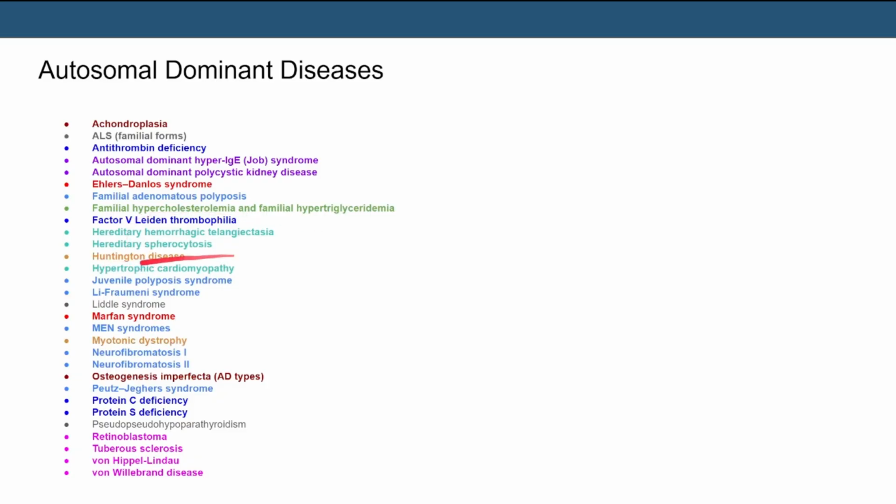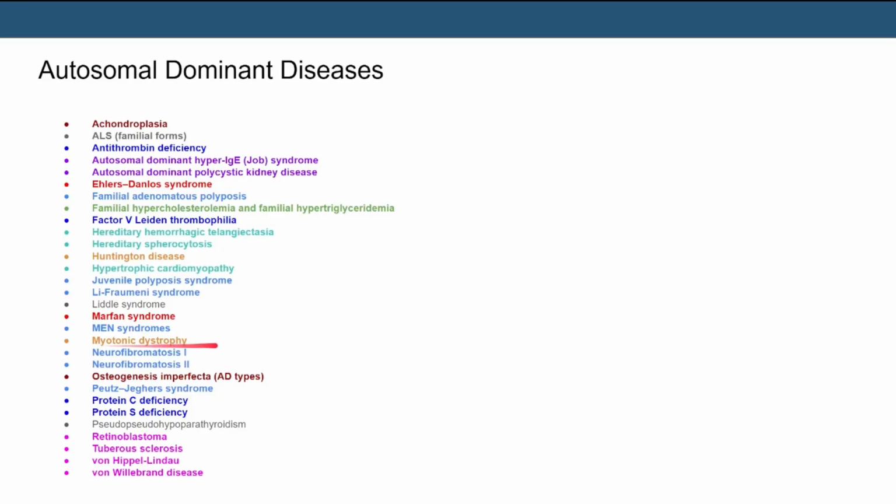We also have Huntington disease, where a person is going to get their caudate nucleus degenerated and they will experience neurological deficits, depression. Sometimes they commit suicide because they get so depressed. It's basically a neurological degeneration disease.